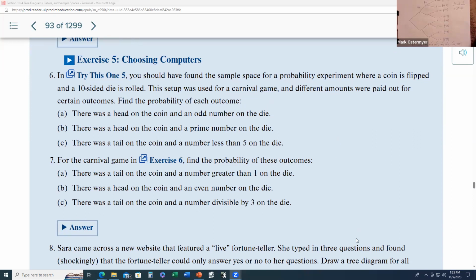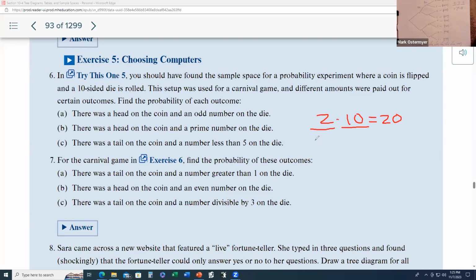So, how many outcomes are there? If you're flipping a coin, there's 2 outcomes, times, and then you're rolling a 10-sided die. So there's 10 outcomes there. So there's 20 possible outcomes. All right.